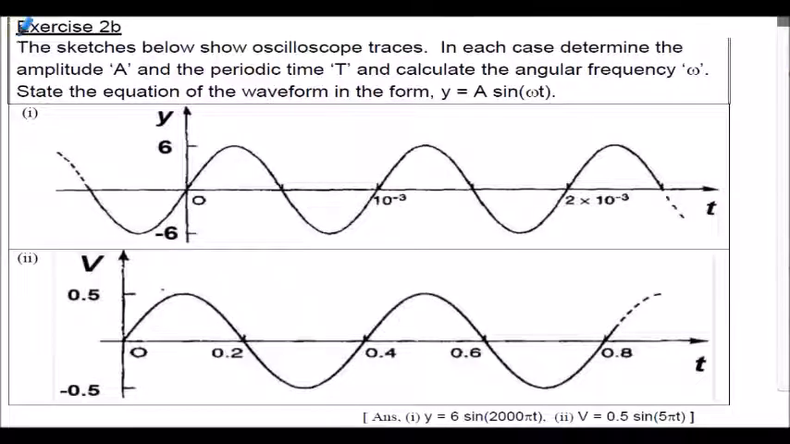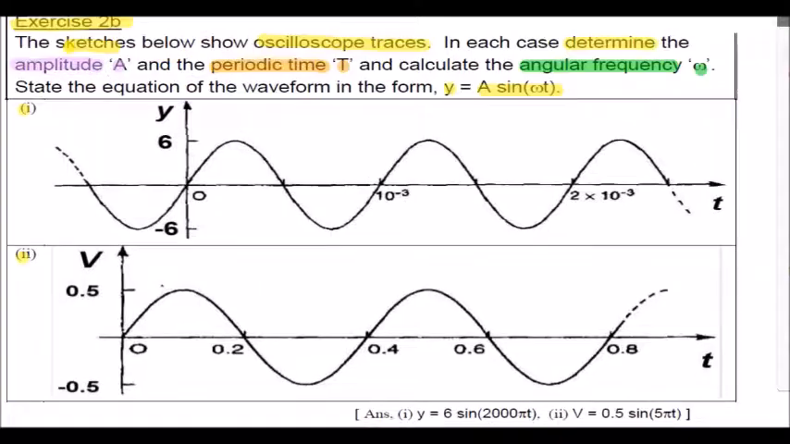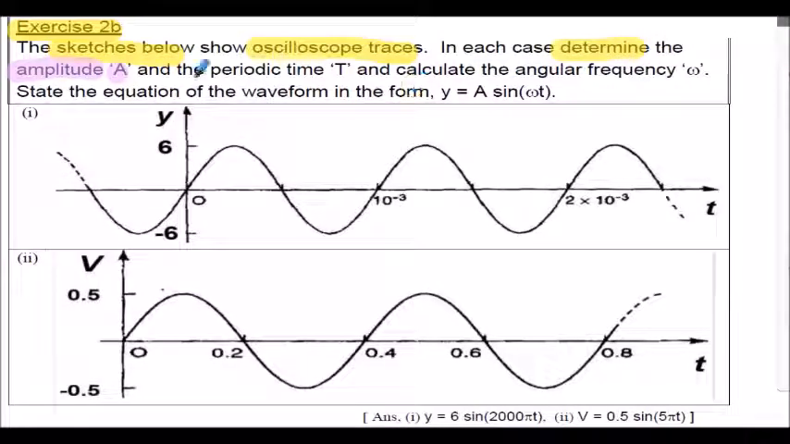Exercise 2b. The sketches below show oscilloscope traces for 2 different waveforms. In each case, we're asked to determine the amplitude, capital A, the periodic time, capital T, and the angular frequency, omega. We then have to state the equation of the waveform in the form y is equal to a sine omega t.